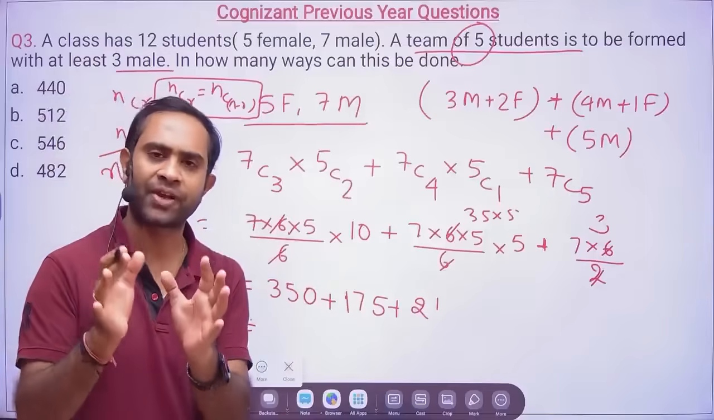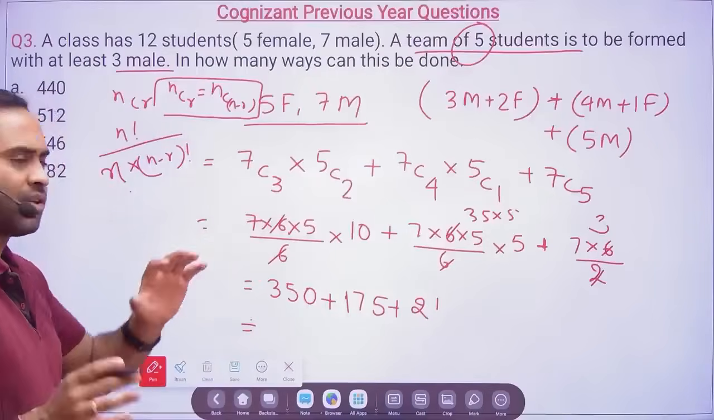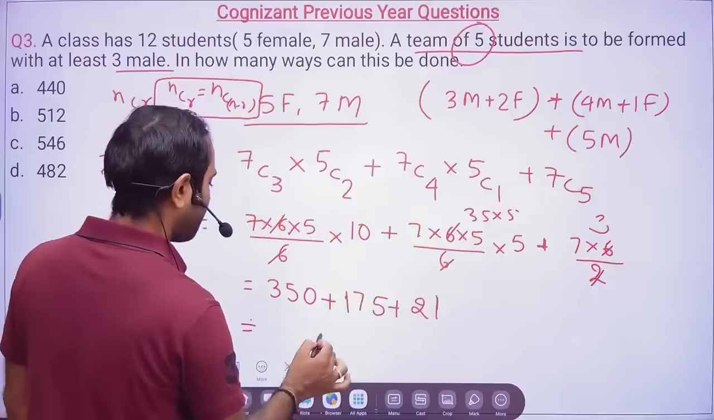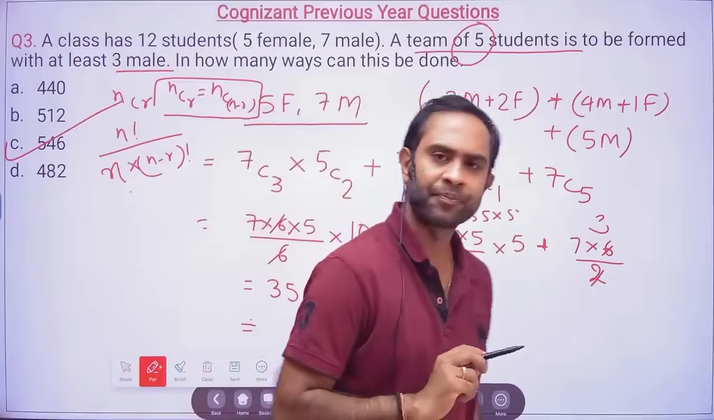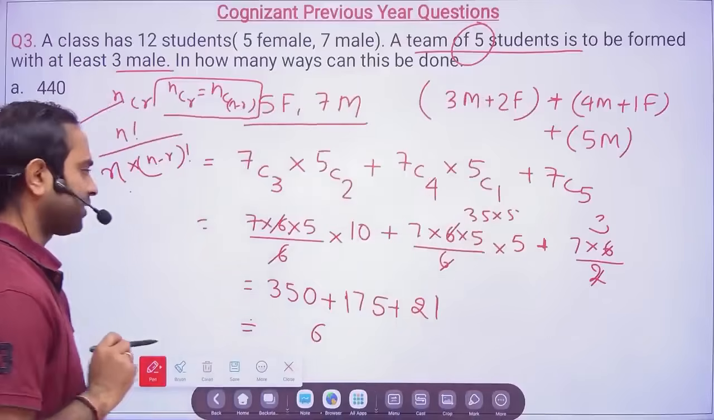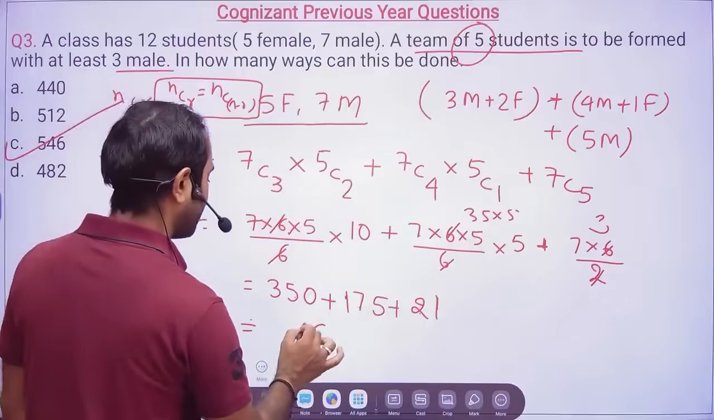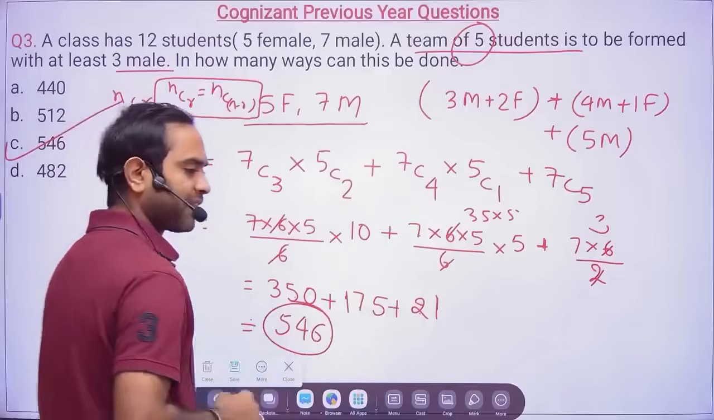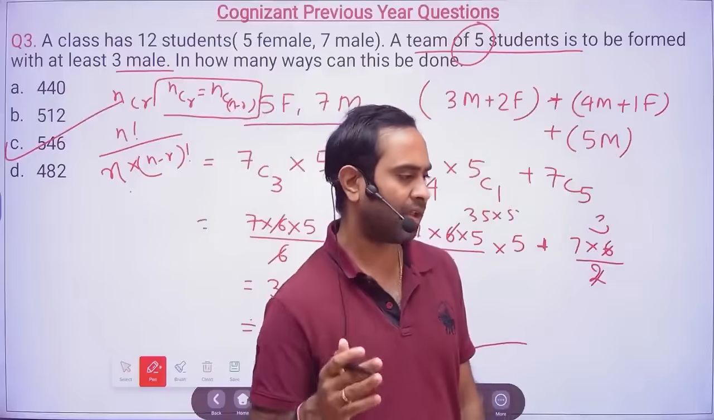nCr is n factorial divided by r factorial into n minus r factorial, right? So this you will definitely be knowing, so that is the reason I have skipped it. 5 plus 1 is 6, so there is only one option which is ending with 6 here, so that will become our answer. Anyway, 2 plus 7 is 9, 9 plus 5 is 14, 4 plus 1 will be 5, 546. Option C will become the correct answer for this particular simple problem.